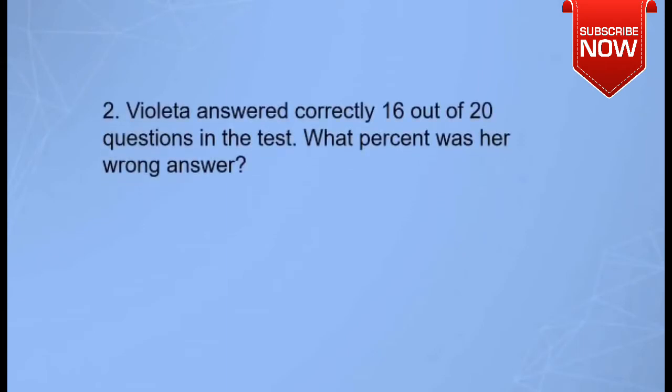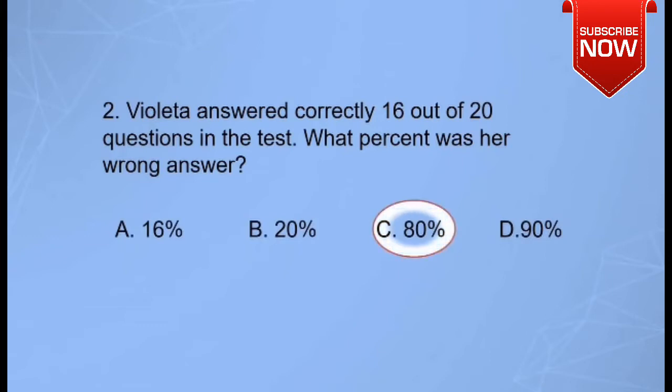Number 2. Violeta answered correctly 16 out of 20 questions in the test. What percent was her wrong answer? A. 16%, B. 20%, C. 80%, or D. 90%. Go! The answer is letter C, 80%.